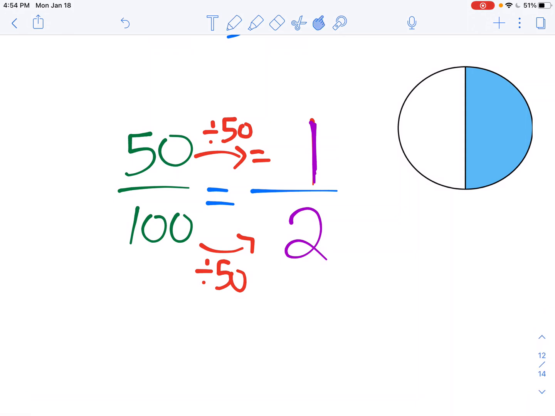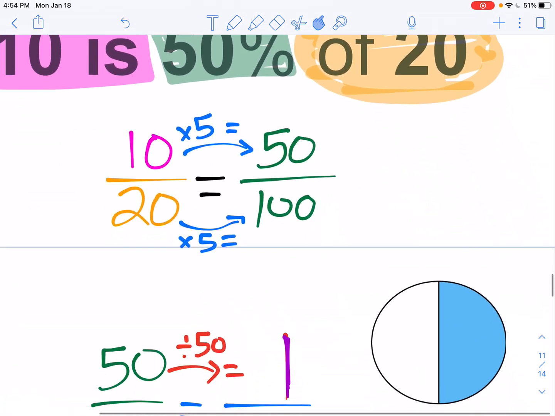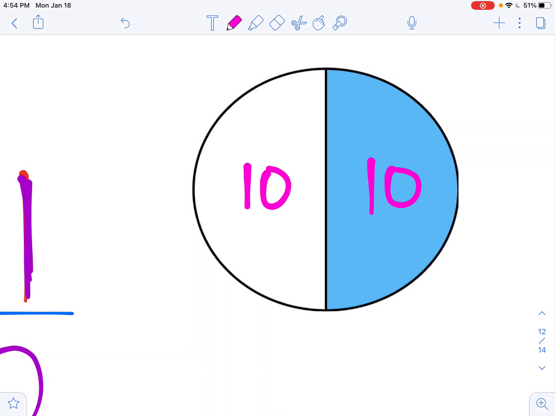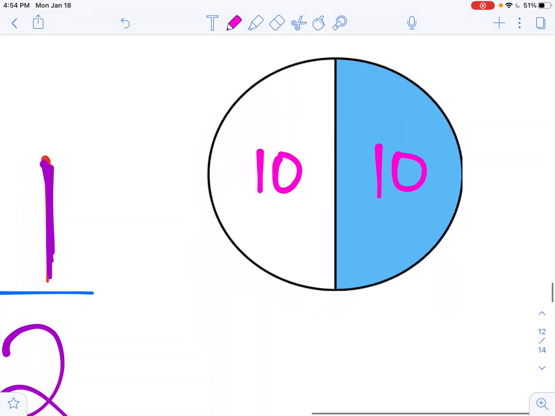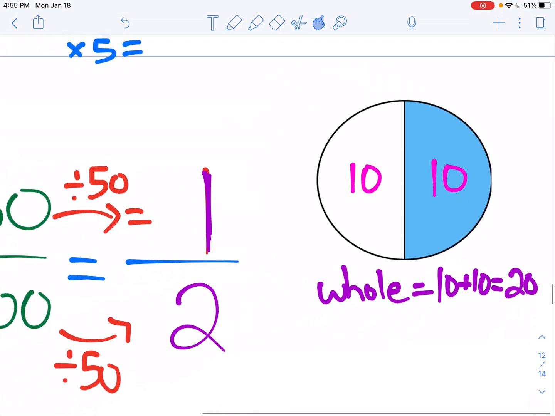And if I look back just for a second, it said 10 is the part and 20 is the whole. So I'm going to write 10 in this blue part. And because it's the same size, that part on the right is the same size as the one on the left, I'd have to write 10 there. But now I want to know how much is in that whole circle. That's 10 plus 10, that's 20. See how we got that 20? 10 is the part that's colored in, 20 is the whole. So 10 is 50% of 20 because 10 is half of 20 and half is 50%.